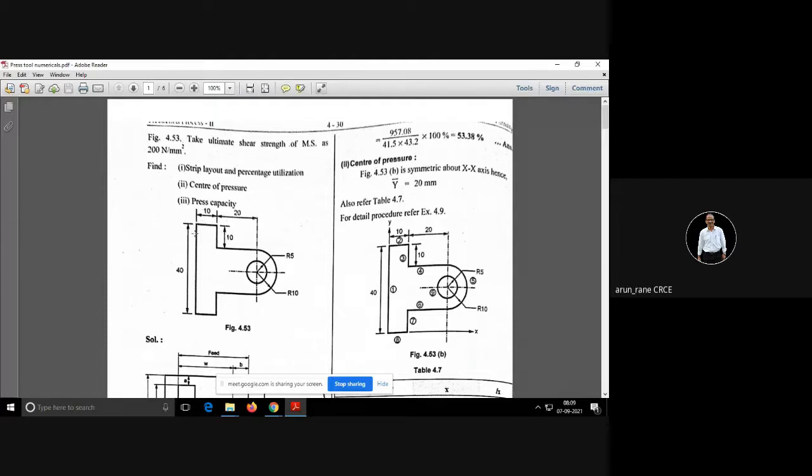Now this is a component, and this is going to be your fourth assignment, that is progressive die design. The question here is, for this particular component you have to design a strip layout and percentage utilization, center of pressure and press capacity. Okay, so let us see one by one.